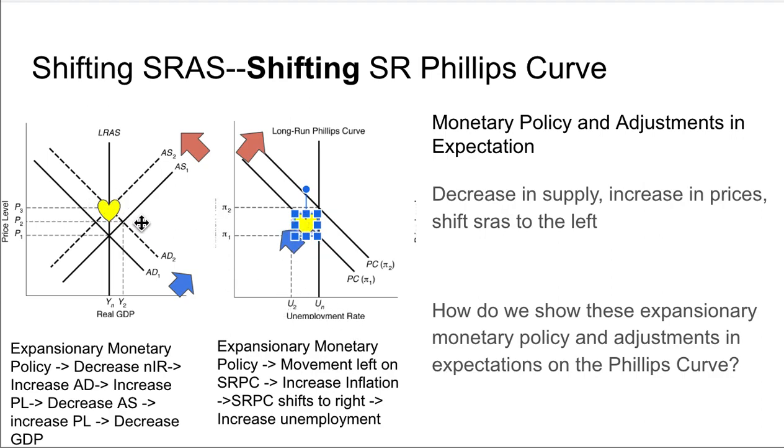And then when businesses realize or predict that this monetary policy is going to happen, they're going to shift aggregate supply to the left, which causes a shift to the right of the long-run Phillips curve. Remember, they're mirrored. And so the long-run Phillips curve new equilibrium would be at this higher price level, but original unemployment rates.